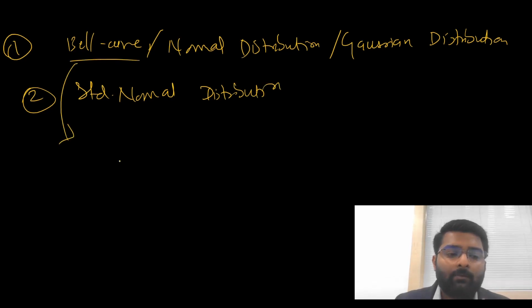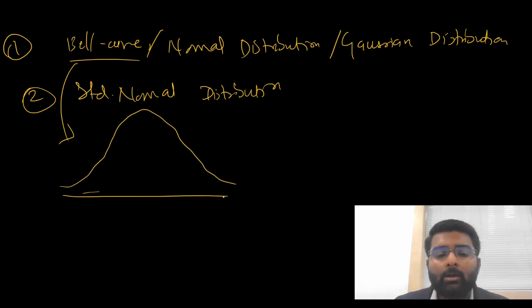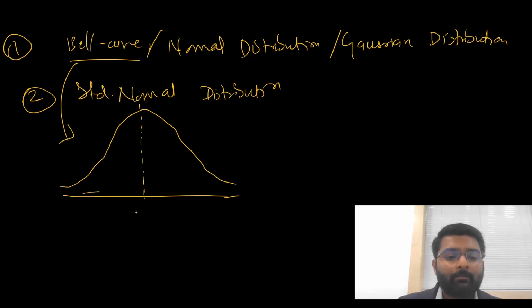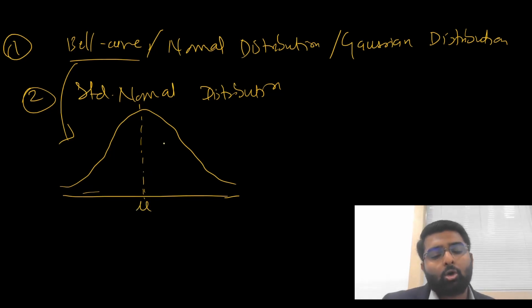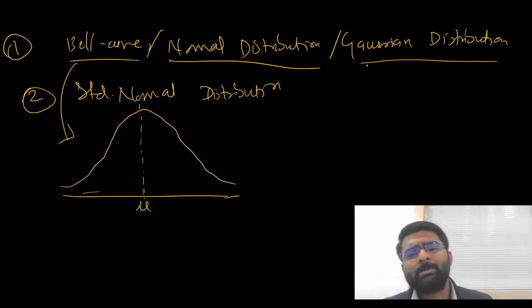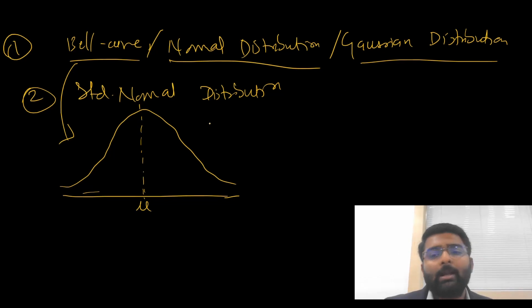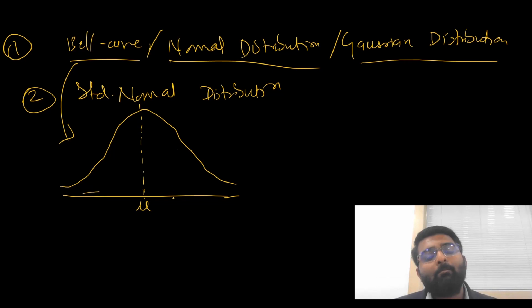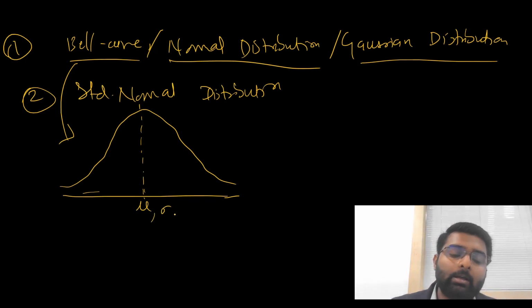Why is it called a bell curve? I'm sure we have seen this kind of bell-shaped graph structure in our lives. The bell curve firstly looks like a bell, and that is the reason it's called a bell curve. Normal distribution because it is normally distributed. Gaussian distribution because statisticians love to call it Gaussian distribution. They like to make things complex. In Gaussian distribution, I have to find the mean and I have to find the standard deviation as well.